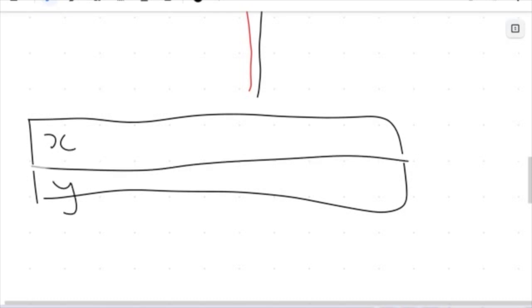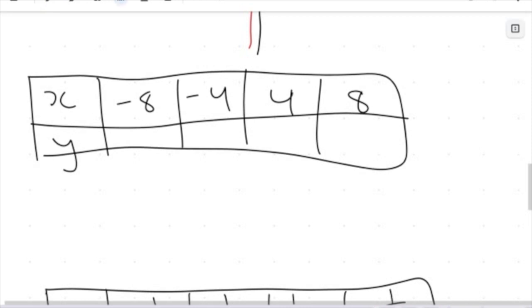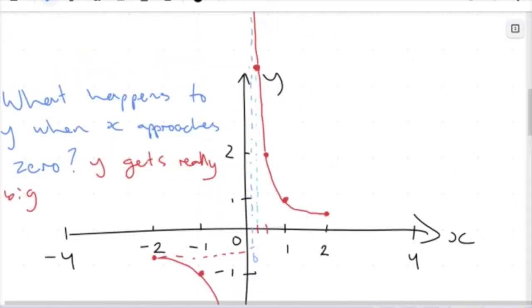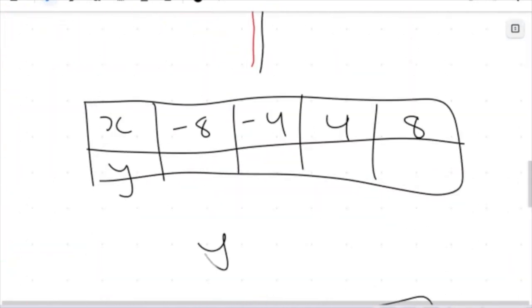So we have x, y. We want to see what happens when x equals negative 8, what happens when it equals negative 4, what happens when it's positive 4, and positive 8. So substituting these in, this will be a lot easier than the one before, because my equation here is y equals 1 over x. So we can just substitute these x values into here. So substituting negative 8 into the x down the bottom, that just gives me 1 over negative 8, or negative 1/8.